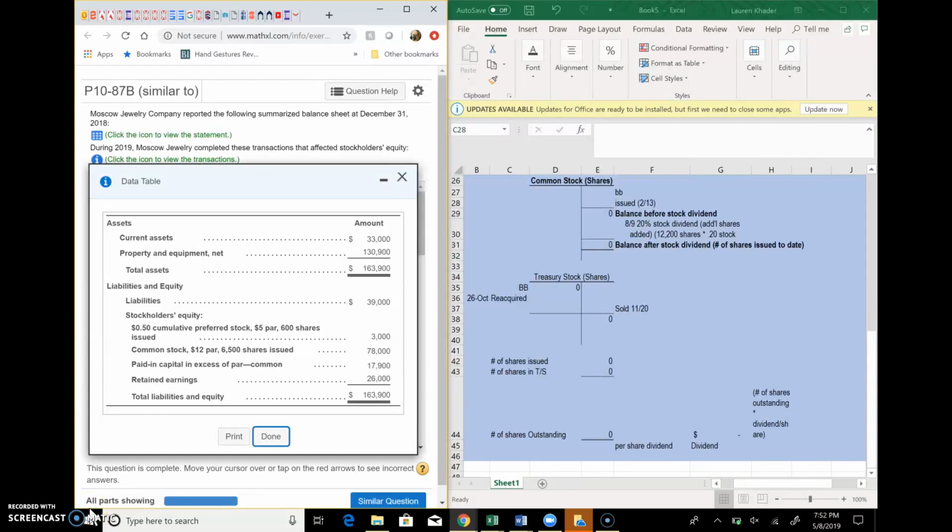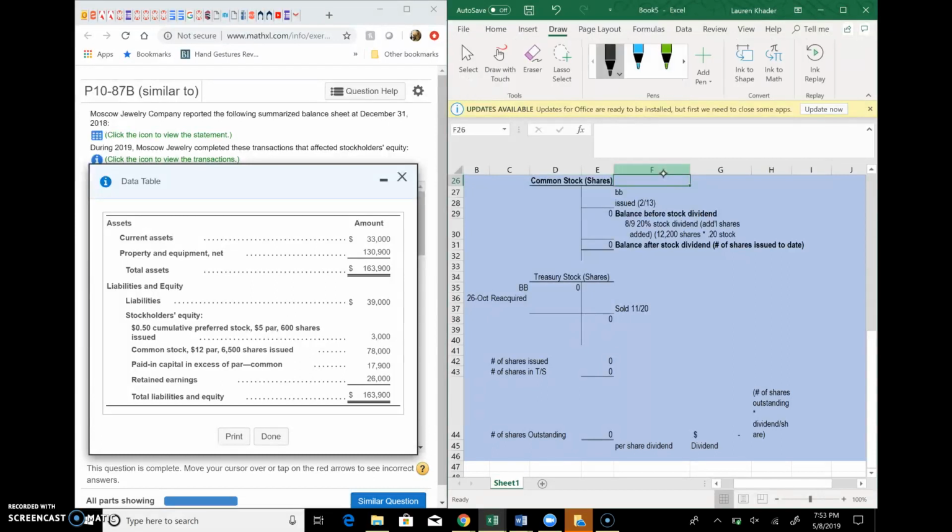In this chapter, the number of shares are going to kind of be tricky for you, so I'm just going to make you this quick little video with one of the problems. So the first thing you need to do, or what I've done here, is create an Excel spreadsheet, and I have the common stock T account over here, and I'm only showing shares, and then I have the treasury stock T account over here, shares again.